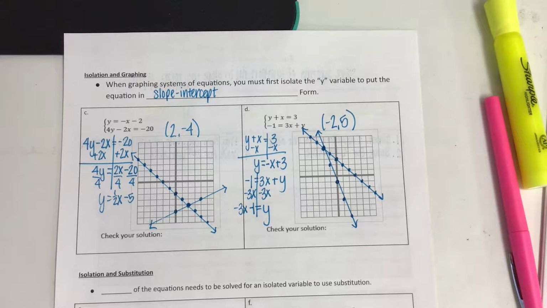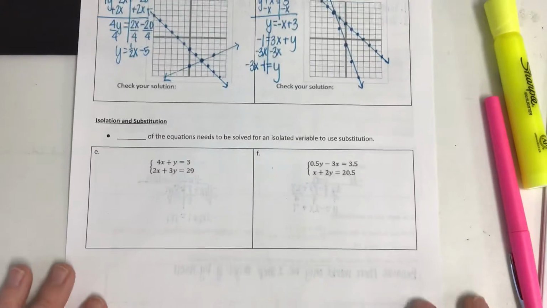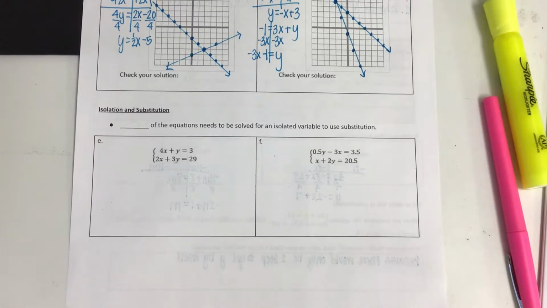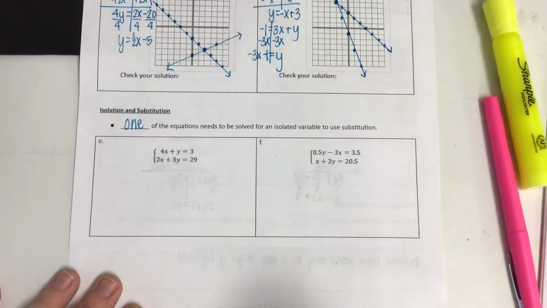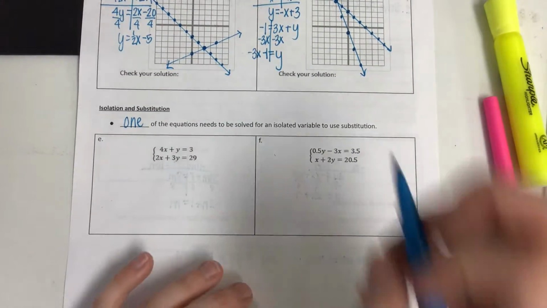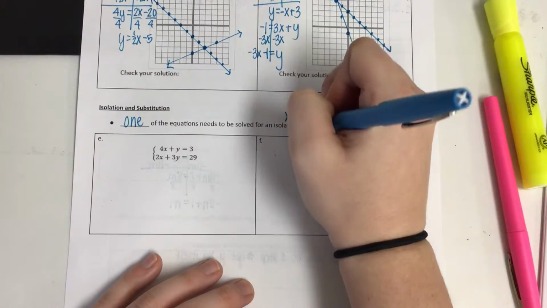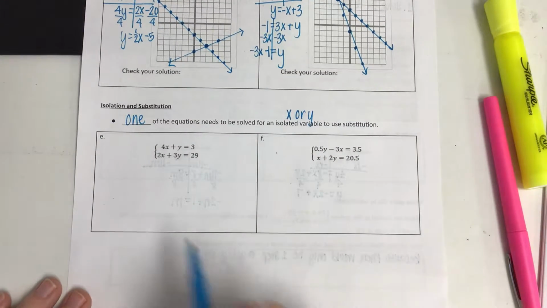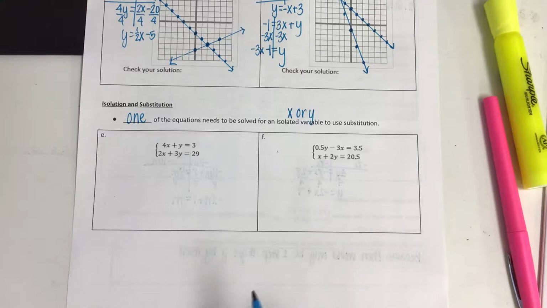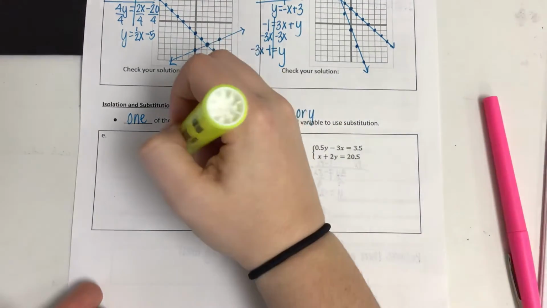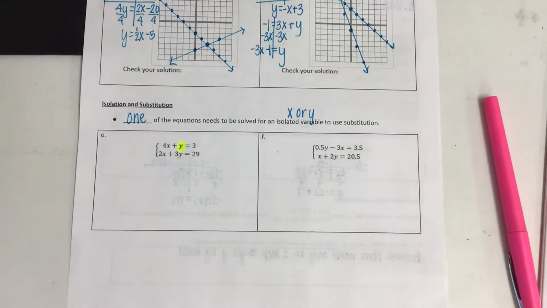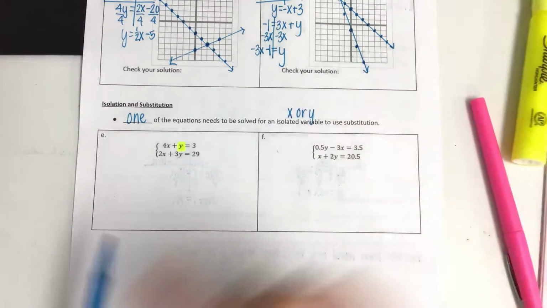Okay, so now that we've done some practicing with getting y by itself, let's do this with substitution. So only one of the equations needs to be solved for an isolated variable. It could be x or y to use substitution. So looking at letter E here, we want to have one of our equations either say y equals or x equals. Well, the first one is going to be the easiest one to get a variable by itself. And we can get y by itself very easily because it does not have a coefficient. So that's our first step.